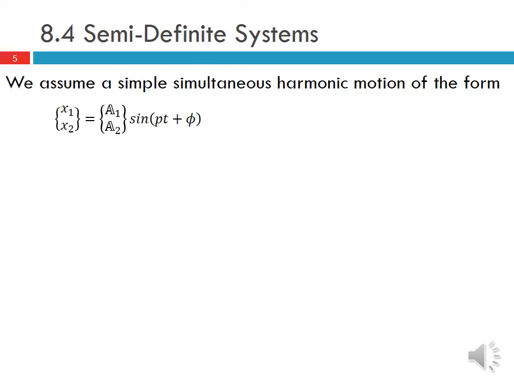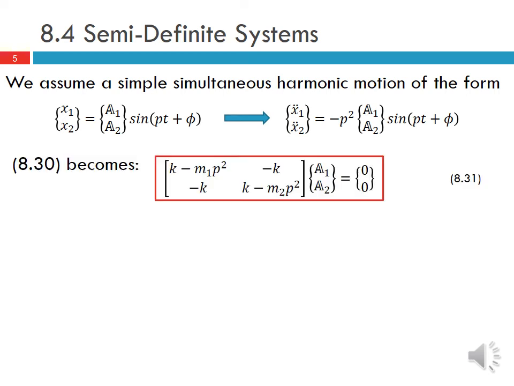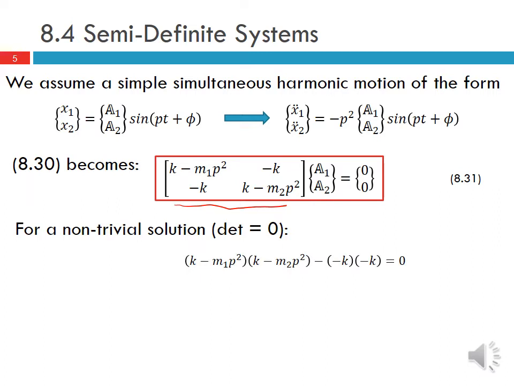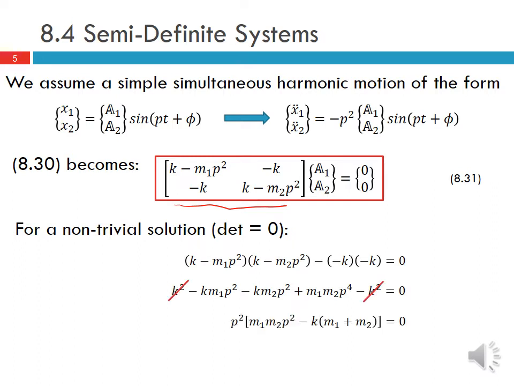When we assume simple simultaneous harmonic motion of our usual form, these are the forms of our accelerations. Then our system becomes k minus m1 p squared, minus k, minus k, and k minus m2 p squared, times our vector a, equal to our zero vector. For a non-trivial solution, the determinant of this matrix has to be equal to 0. So we get this for our characteristic equation, and this can be expanded and simplified, and we get this equation here.